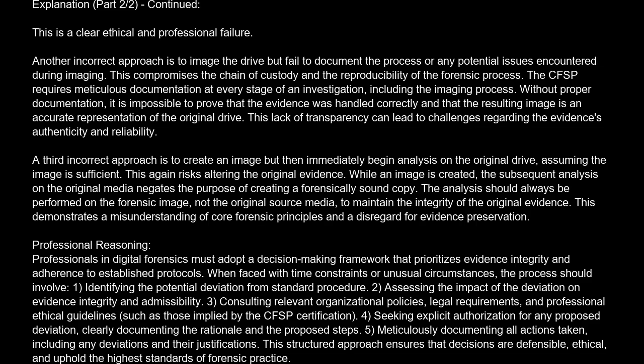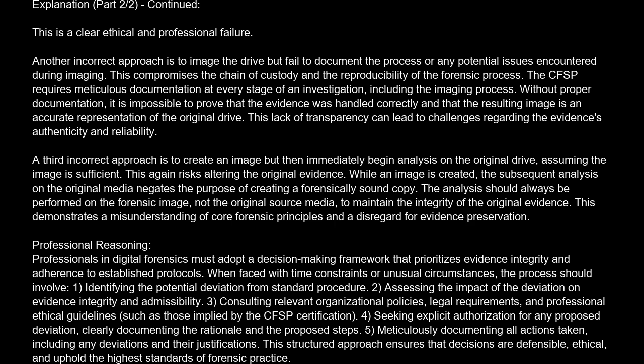Another incorrect approach is to image the drive, but fail to document the process or any potential issues encountered during imaging. This compromises the chain of custody and the reproducibility of the forensic process. The CFSP requires meticulous documentation at every stage of an investigation, including the imaging process. Without proper documentation, it is impossible to prove that the evidence was handled correctly and that the resulting image is an accurate representation of the original drive. This lack of transparency can lead to challenges regarding the evidence's authenticity and reliability.